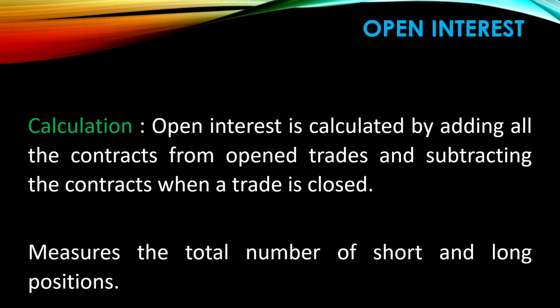So what is the calculation? Open interest is calculated by adding all the contracts from open trades and subtracting the contracts when a trade is closed. So whenever a new trade comes, it is added, and when something is closed, it is updated immediately. That measures the total number of short and long positions. Hope you know what short and long positions are.